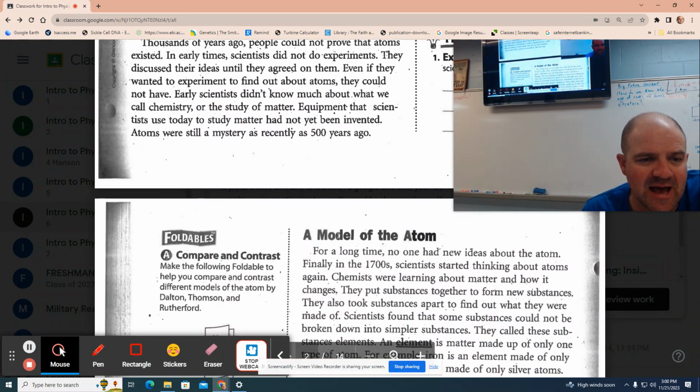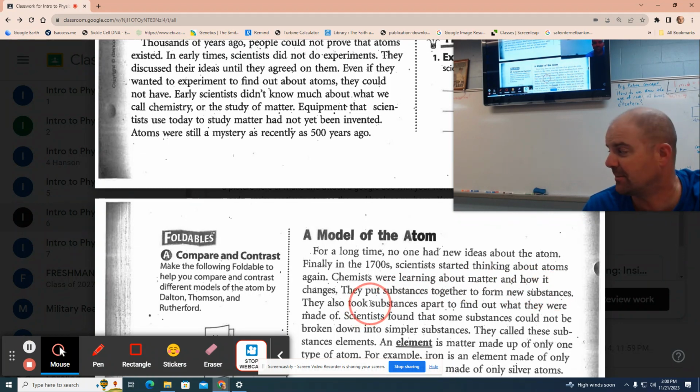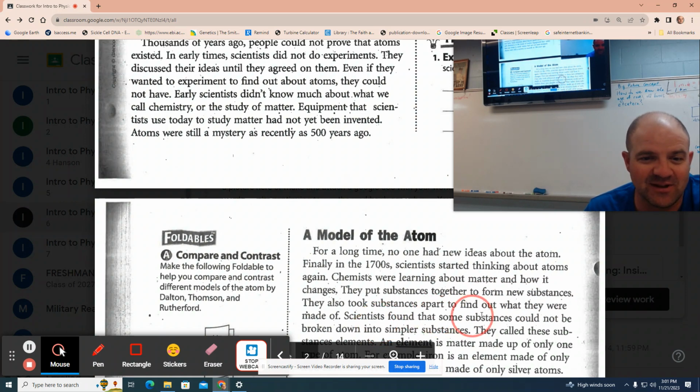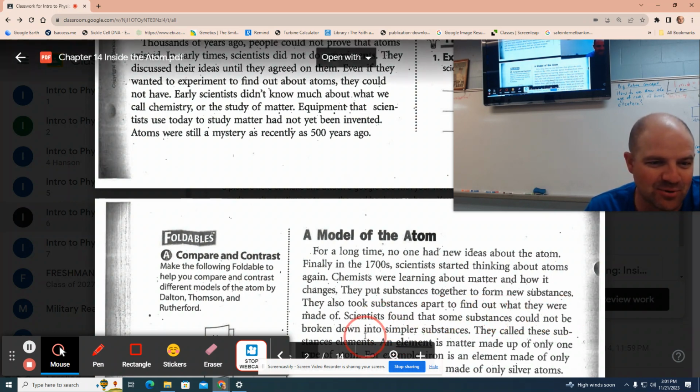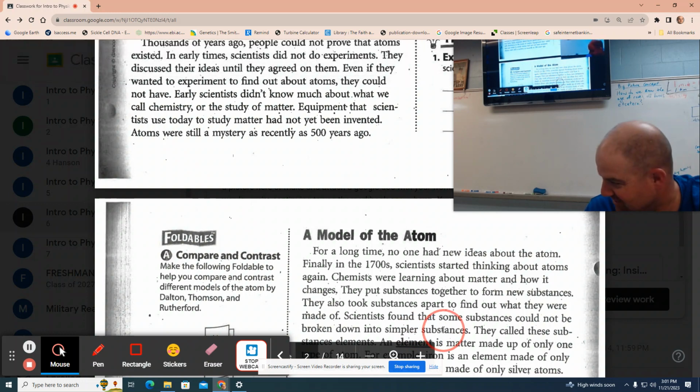A model of the atom. For a long time, no one had new ideas about the atom. Finally, in the 1700s, scientists started thinking about atoms again. Chemists were learning about matter and how it changes. They put substances together to form new substances. This section really has a lot of the word substances. It's quite a lot. They also took substances apart to find out what they were made of. Scientists found that some substances could not be broken down into simpler substances.